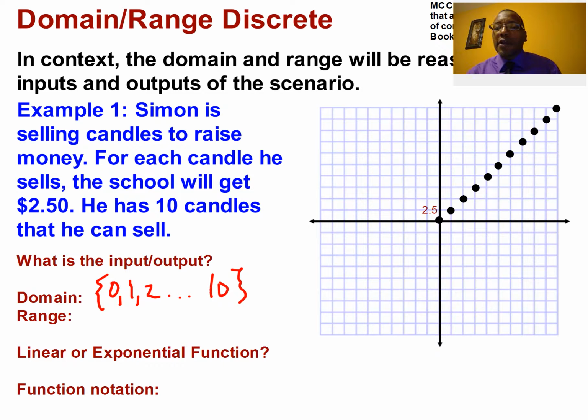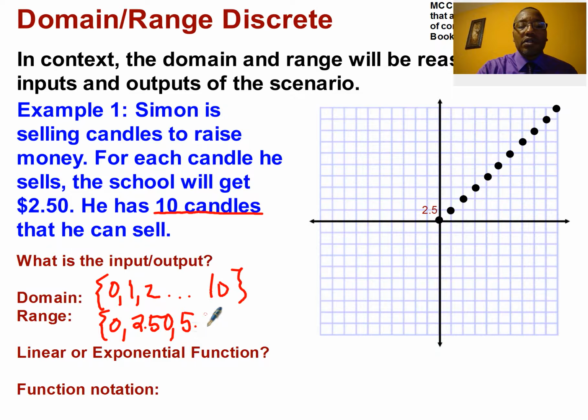Why to 10? Well, when we look at the word problem, it tells us that the input, remember on yesterday's notes, the input is number of candles, and we have a total of 10 candles. The output is the range. The range would be the dollar amount. Notice that my scale goes by 2.5 or $2.50. So 0, $2.50, $5, all the way up to an amount of $25.